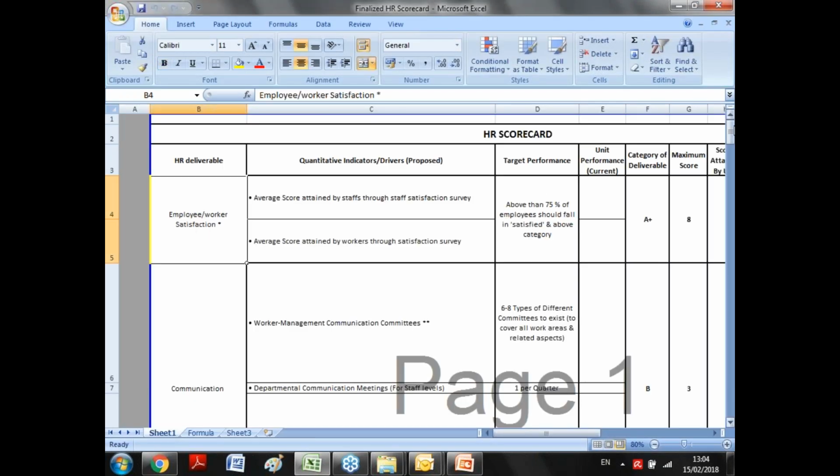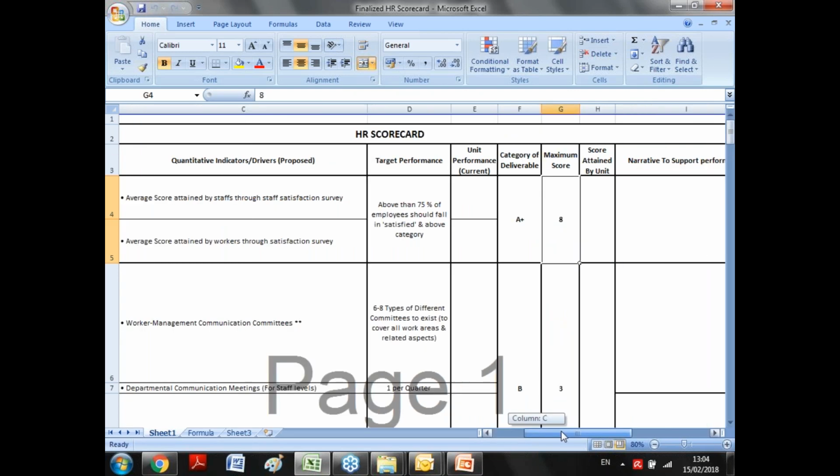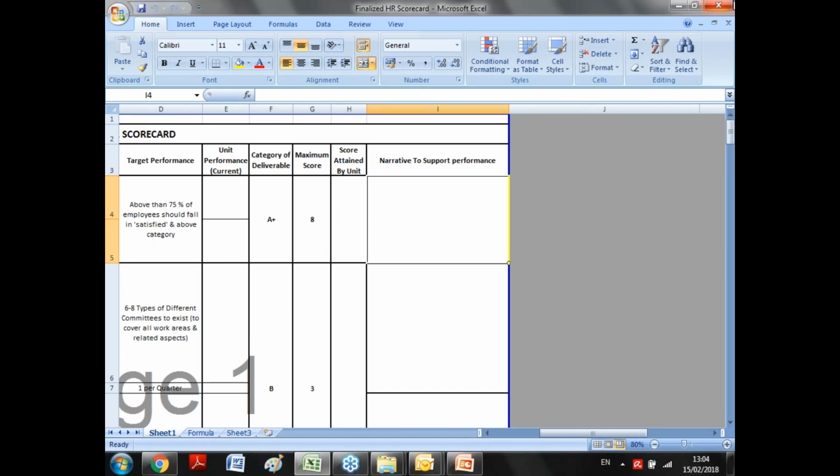This is an example of a scorecard in which there are HR deliverables, which are basically the departmental objectives only, say employee and worker satisfaction. Then what are the indicators of these deliverables? Say, the average score attained by staff on the staff satisfaction survey. What should be the target performance? That 75% of the employees should fall in the satisfied curve. What is the weightage of this indicator in the overall deliverables, what are the marks to be obtained in this deliverable, and what is the narrative to support performance?